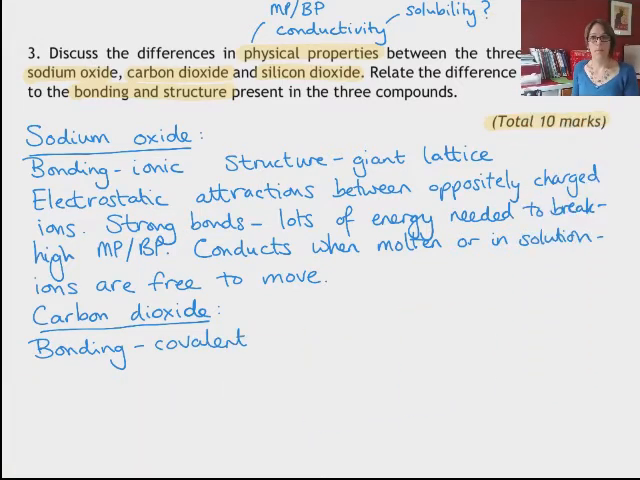So bonding is covalent, but the structure would be simple molecular. Carbon dioxide and silicon dioxide are often compared, especially by OCRB. So what's that going to relate to? It's going to relate to low boiling points and melting points.